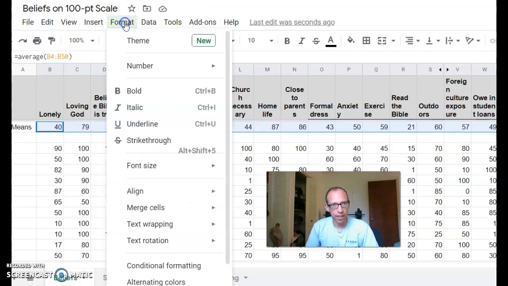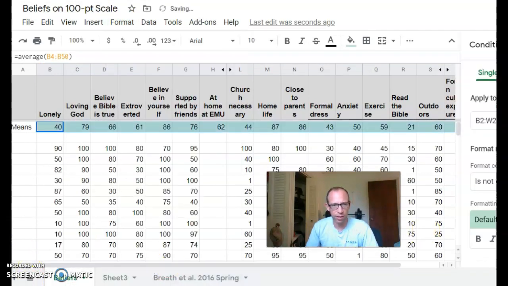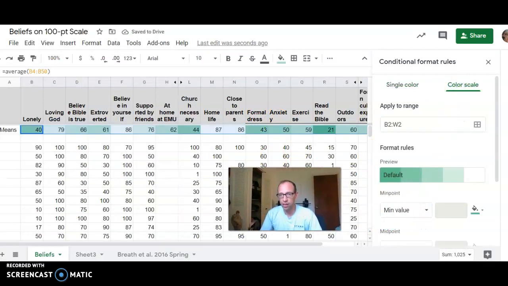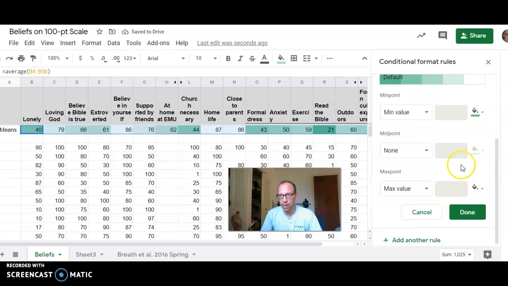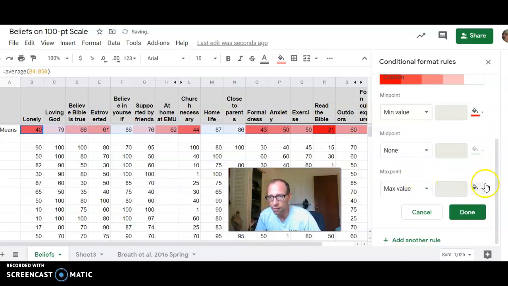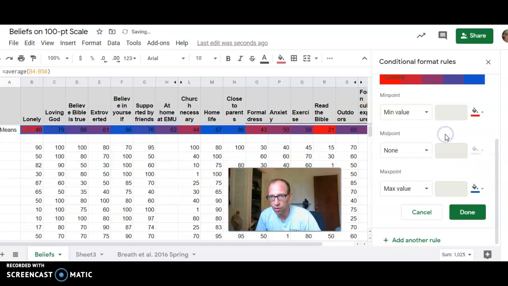When I like to see patterns, I like to see it in terms of colors. So I'm going to apply what's called conditional formatting. I'm going to put a color scale. Let's make the minimum value red, maybe, and then the maximum value could be blue.